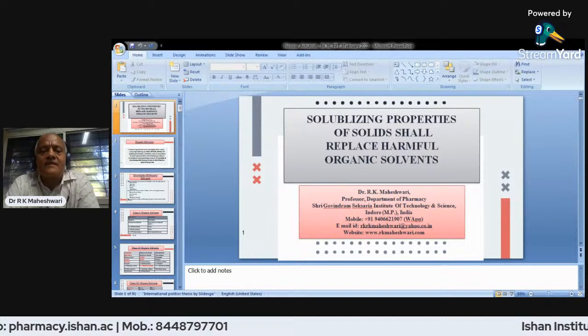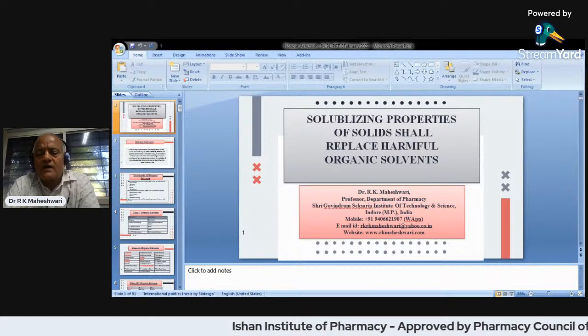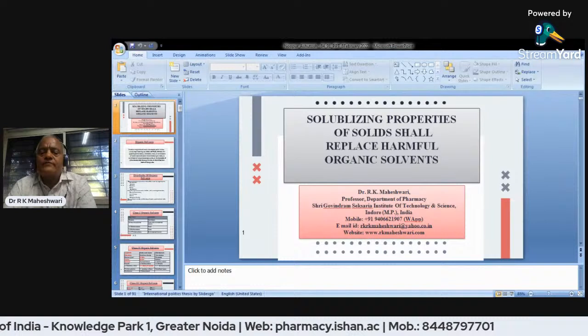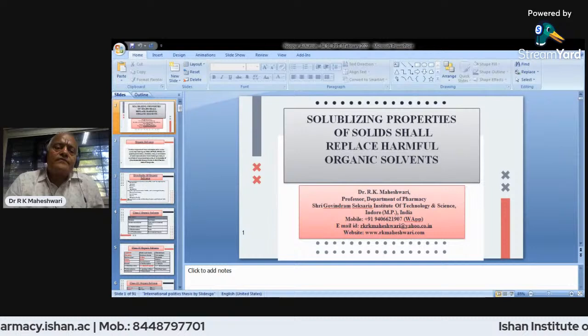Also, organic solvents are involved in extraction of phytoconstituents from herbal powders. Also, organic solvents are involved in the synthesis of organic compounds. Also, organic solvents are involved in the formulation of pharmaceutical dosage forms. Also, organic solvents are involved in identification tests of drugs. Now, drawbacks of organic solvents.